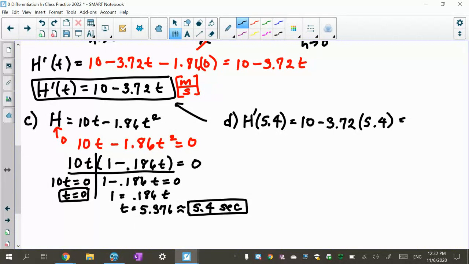And when I do, I get negative 10.1. And remember, this is always in meters per second. So that is how fast it was. Now, I want to remind you that velocity has a direction. So it's negative because it's going downwards towards the surface. But that's how fast it was going. It was 10.1 meters per second, in the downward direction.